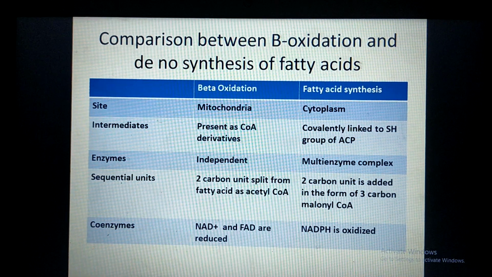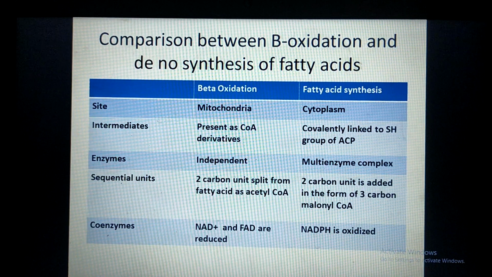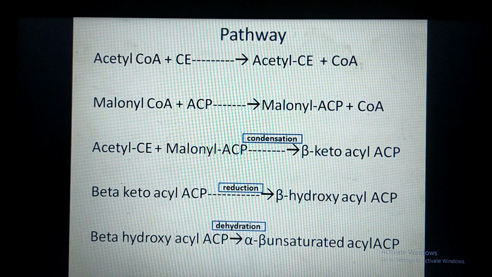So this is about the fatty acid synthesis pathway. This is in short about the pathway summary.